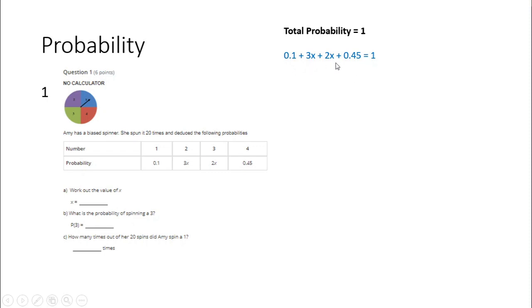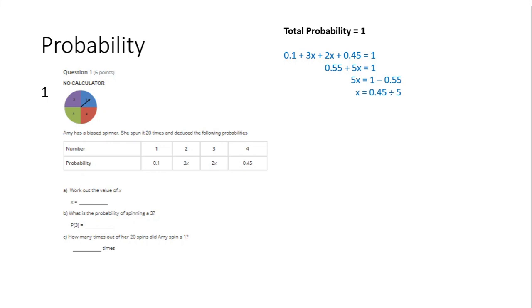We've got two x terms, but that doesn't mean we have two x's. I've got 3x plus 2x together, that would make 5x. So I can group my like terms. That would be 5x plus my numbers. I can add 0.1 plus 0.45, and that's 0.55. So I've got 0.55 plus 5x equals 1. I'm trying to work out what x is for this first part of the question, so I'm trying to get x on its own. So I'll send the 0.55 to the other side. On this side it's plus, on that side it'll be minus. So 5x is equal to 1 minus 0.55.